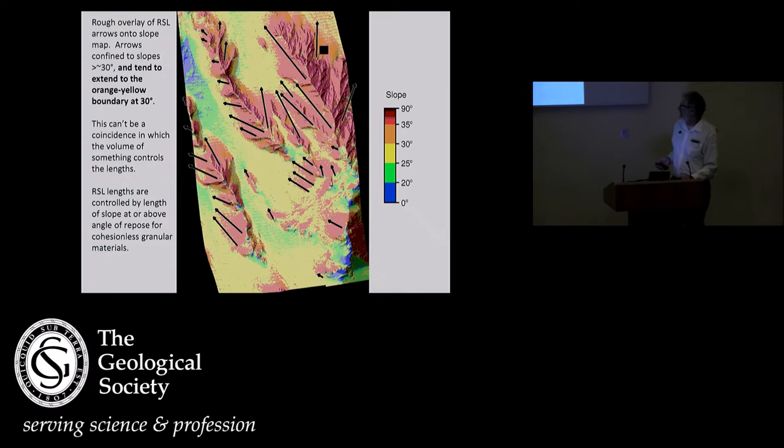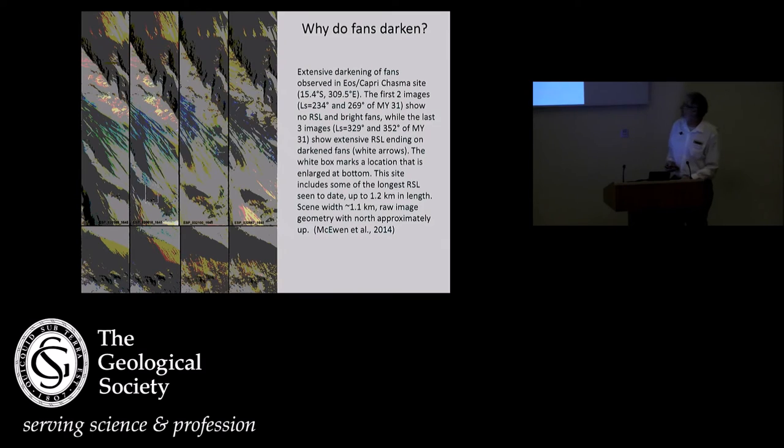So if you have a short area of steep slope, you get a short RSL. If you have a long area of steep slope, you get long RSL. And everywhere there's this one-to-one match between the length of the angle of repose slope and the length of the RSL. That can't be a coincidence. Clearly this indicates that the method of motion is that of dry, cohesionless granular materials.